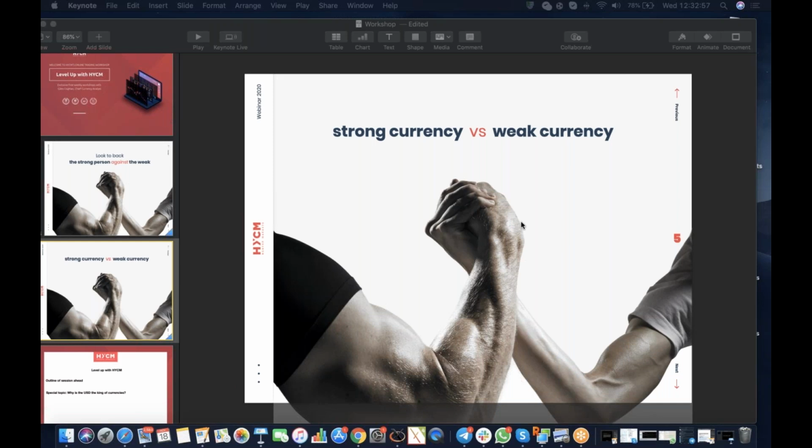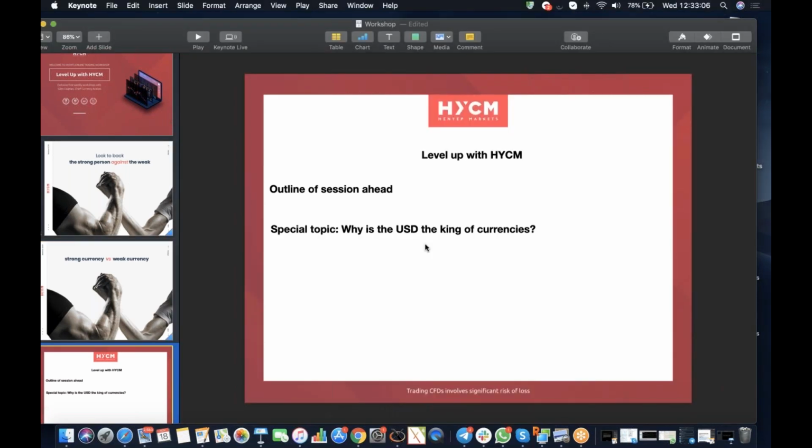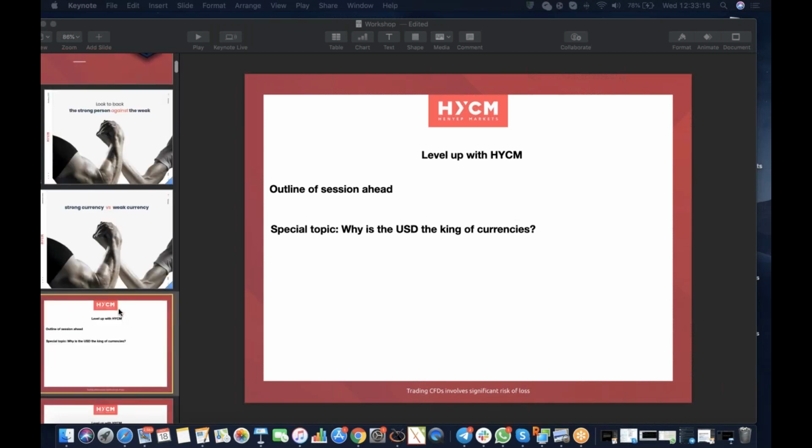We're going to go through a currency pair and a few different options that there are today and go through the rationale for it. But before we do, we also have a special topic, and this special topic is a very, very important topic indeed. And that topic is, why is the US dollar the king of currencies? Now, this is an important thing for you to really get your head around.